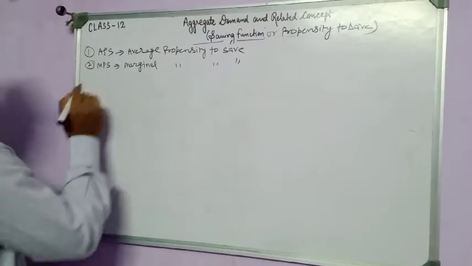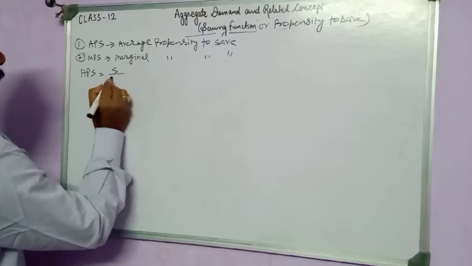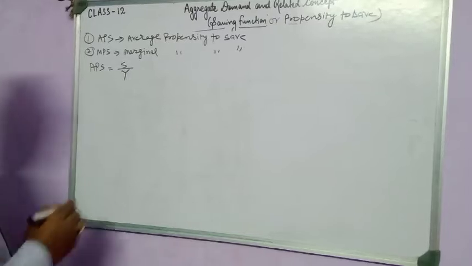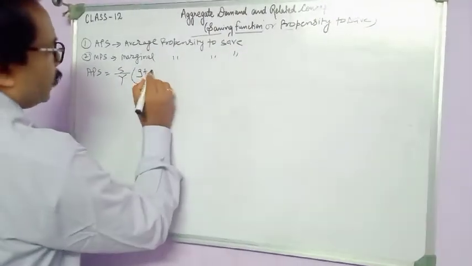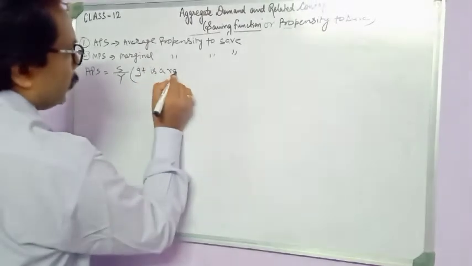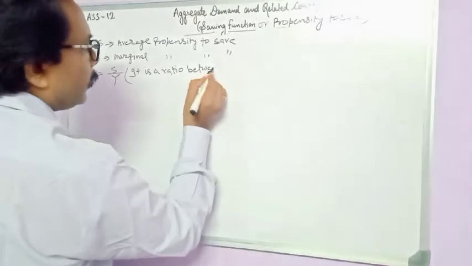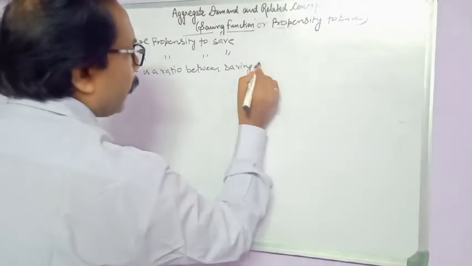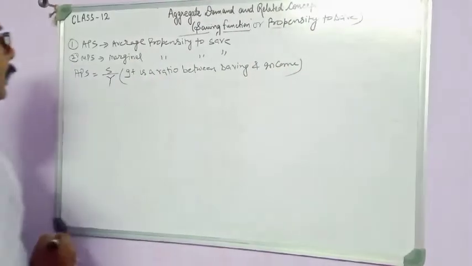First, APS. APS is equal to S divided by Y, where S is the saving and Y is the national income. So the definition is that it is a ratio between saving and income. Okay.